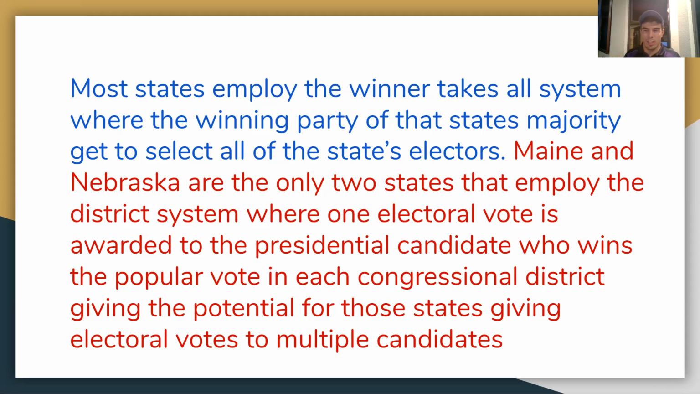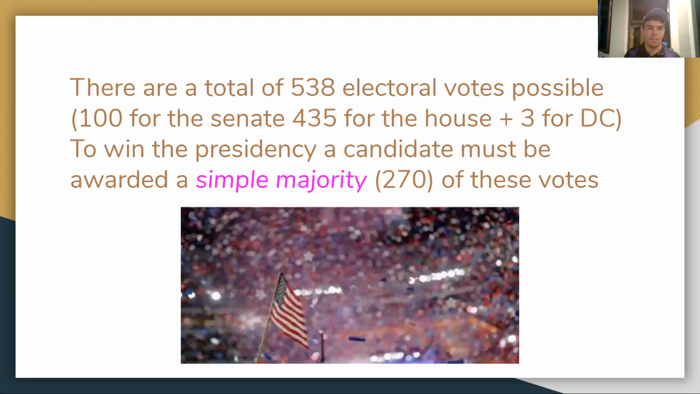So if you've ever seen an electoral map on the news and you see Maine or Nebraska, sometimes they'll have red and blue stripes to show that they are awarding electoral votes to multiple different candidates. You'll see that from time to time. It is something to keep in mind. These aren't huge states, but they are a factor in this.